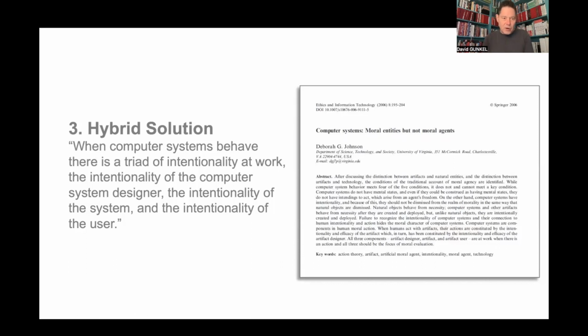And Deborah Johnson describes it this way. When computer systems behave, there's a triad of intentionality at work. The intentionality of the computer system designer, the intentionality of the system, and the intentionality of the user. So in this hybrid approach, we're trying to sort of split the difference and say, well, it's not fully all human and it's not fully all machine, but it's a combination of some human activity and some machinic activity.